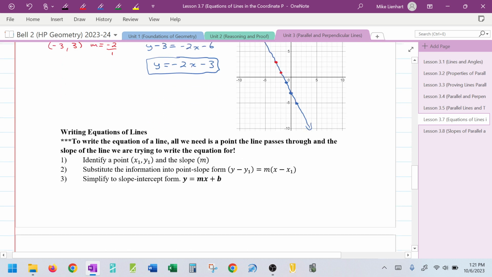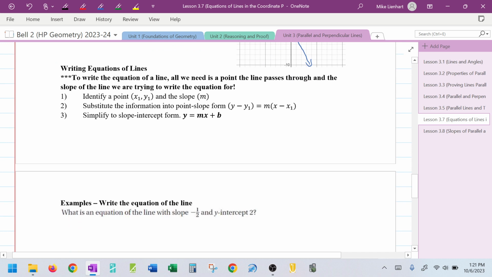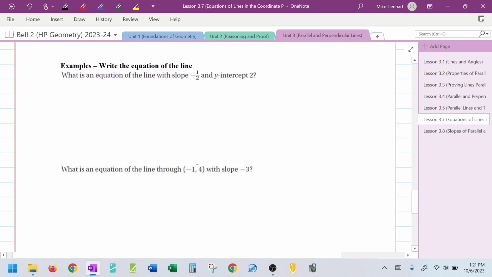All right, so writing an equation of a line. How do I do it? First thing I want to do is identify a point and the slope. I then substitute into the formula, and then in a maximum of 2 steps, I simplify it to that form. Even though I could go straight to slope-intercept form here, I'm going to take my time doing it by using point slope.